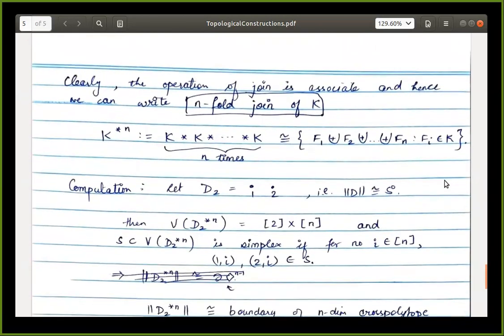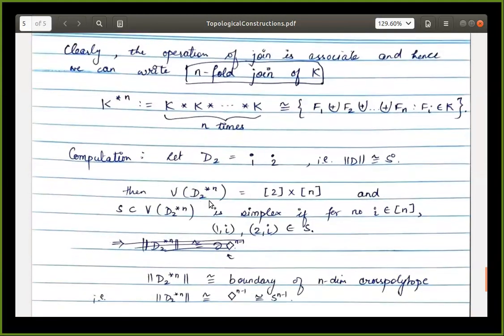So again, a quick computation for this n-fold join. Let's say D2 is a simplicial complex with two discrete points, 1 and 2. Then the geometric realization of D2, okay, this is a typo, it's D2 here, is isomorphic to S0, right? Just two disjoint points.